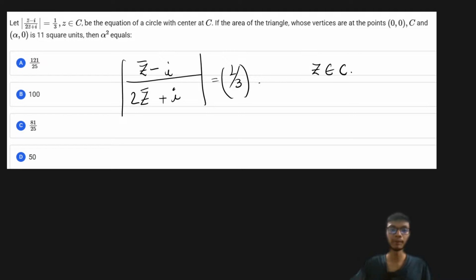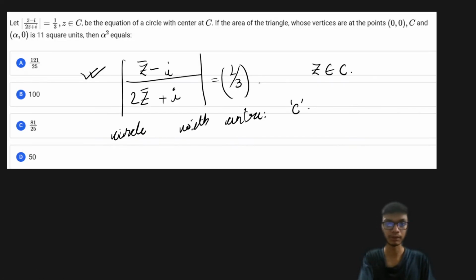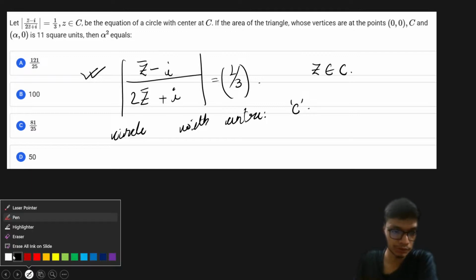Now this is going to be the equation of a circle with center C. Now it is said that if the area of the triangle whose vertices are the origin, C and alpha comma 0 be 11 square units, then I have to comment on the unknown value alpha. Right. So that is what is mentioned in the problem over here. So let us try to solve for this question.